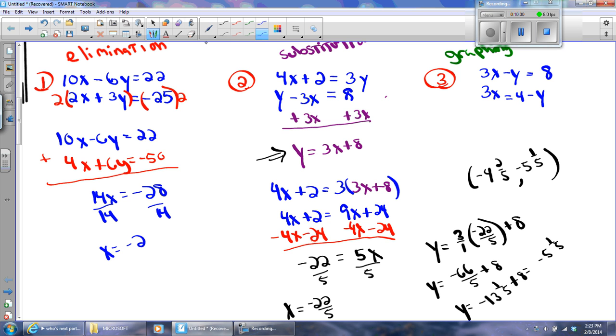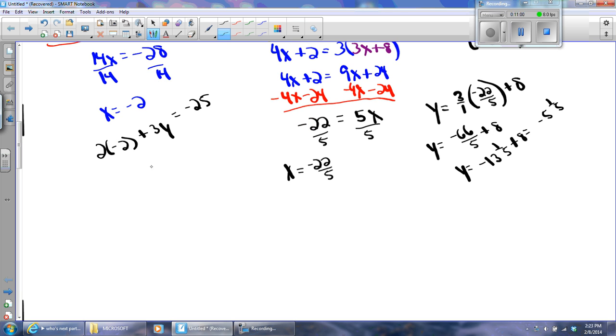All right, if x is negative 2, then I'm going to plug it into one of the original equations, either this one or this one. I could use this red one, but I don't know why I would. It's a doubled version of the second one. So in this case, I think it's smarter. I'm just going to use the 2x plus 3y equals negative 25. So I'm going to have 2 times negative 2 plus 3y equals negative 25.